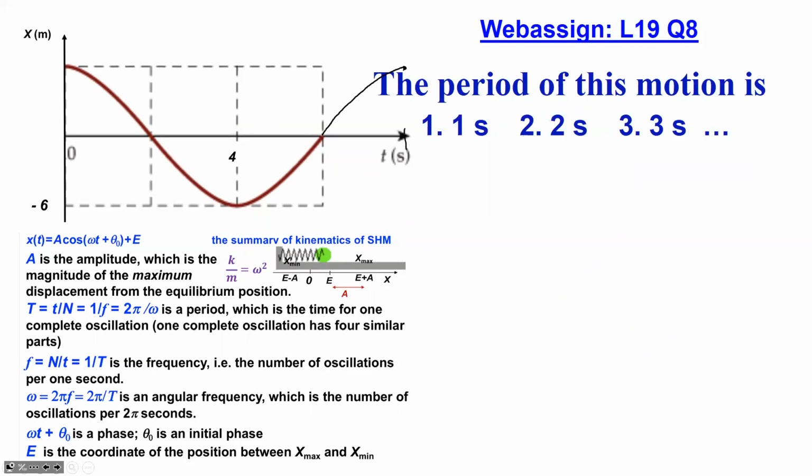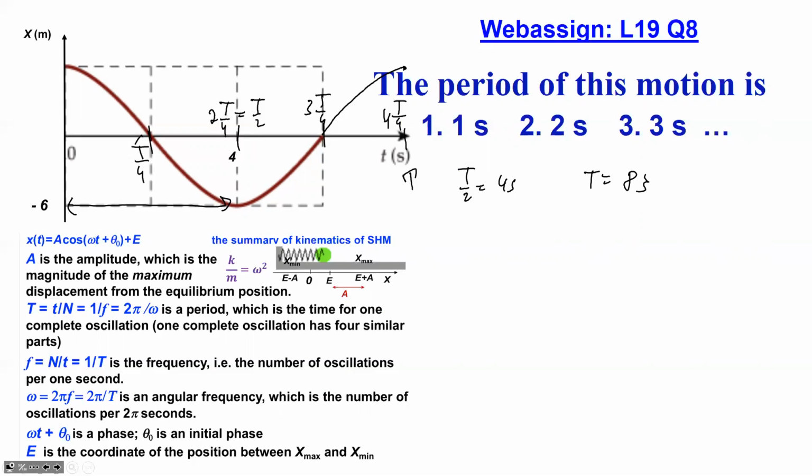If this is the whole period, how many quarters does each period have? 4. That's why we call them quarters. 1 quarter, 2 quarters, 3 quarters, 4 quarters. So right here we can see 2 quarters, or a half of a period, are equal to 4 seconds. That means the whole period should be equal to 8 seconds.